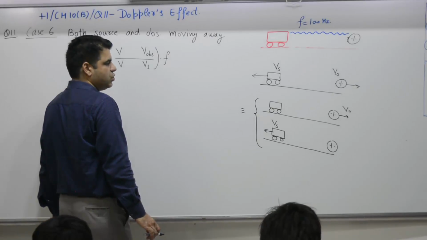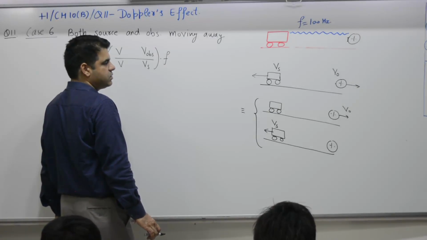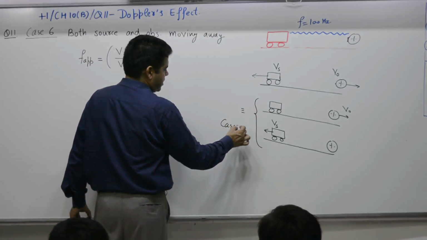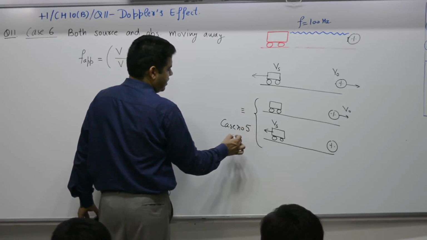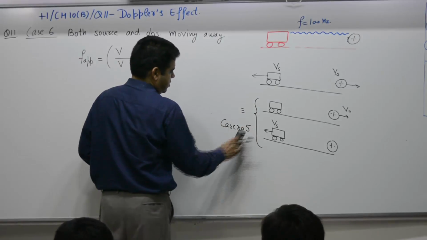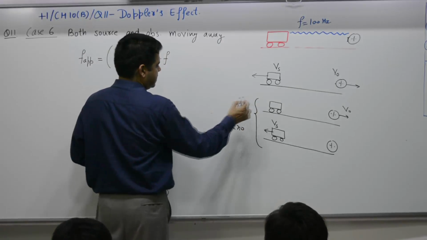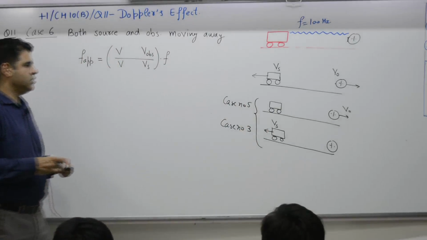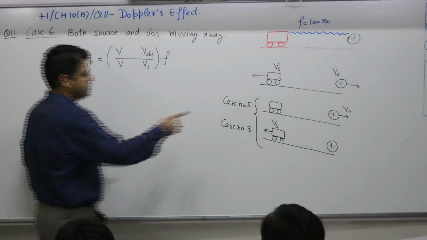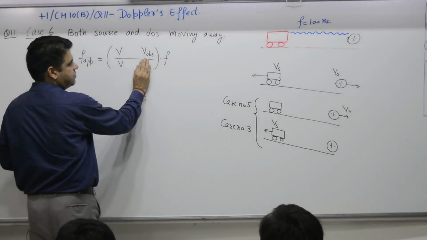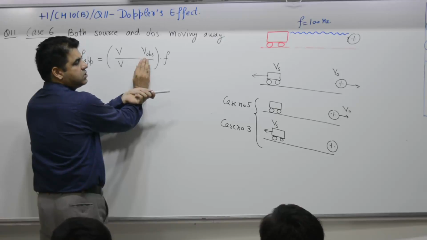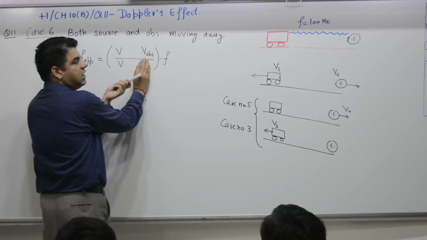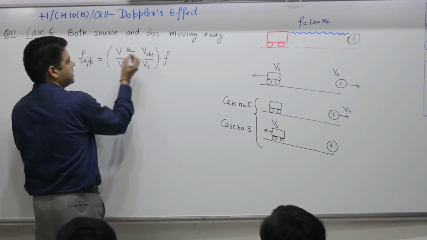Yes, source at rest, train at rest, observer moving away. Yes, it is case number 5. The first one is case number 5, the second one is case number 3. So when you have to mark the sign with the observer, assume the source to be at rest. Observer is moving away, case number 5, frequency will come out to be less, so this factor will come out to be less than 1. That means minus sign.